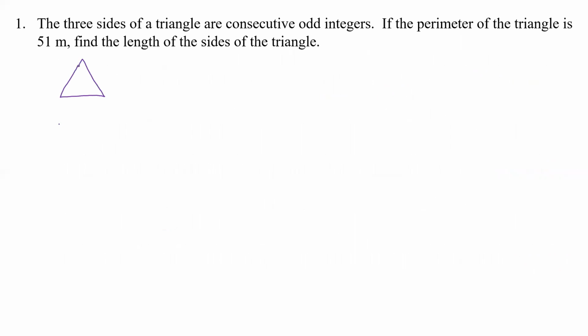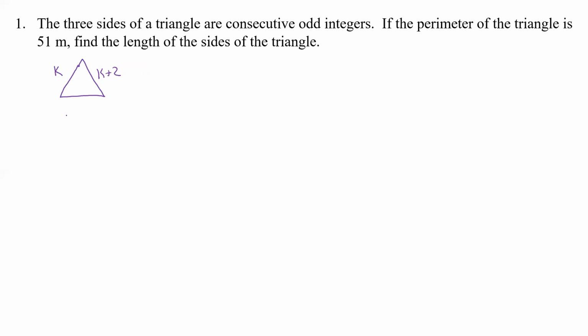So what do we know about the sides? They're consecutive odds. So if we use the same convention and say it's k, if they're consecutive odd, what's the next odd after that? Well, it has to be 2 larger, so it's going to be k plus 2.